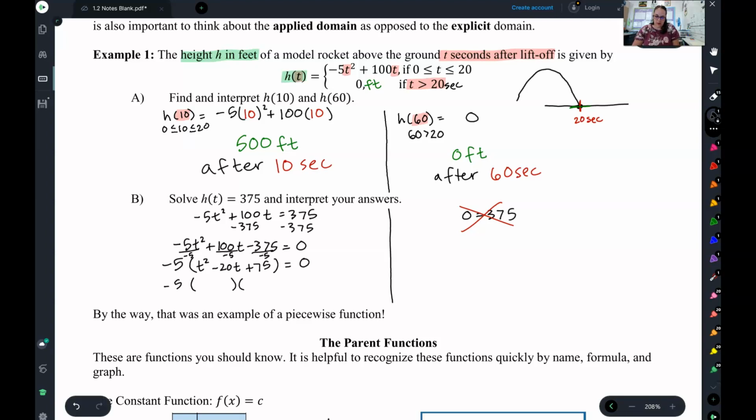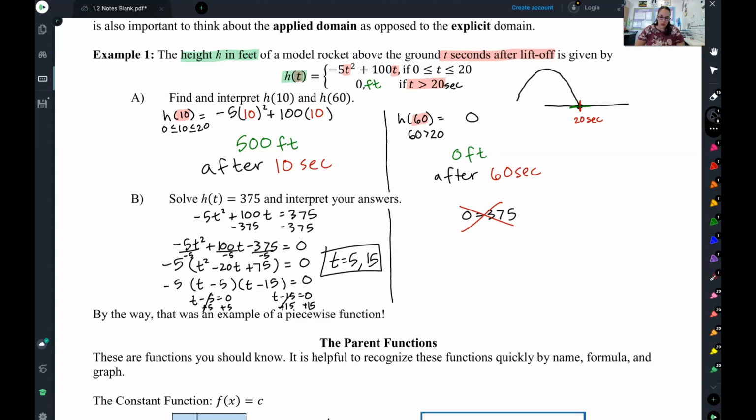And now, it's a little easier to factor this. I need something that adds to 75. Oh no, multiplies to 75, there we go, and adds to -20. You think about that a little bit, and we get -5 and -15. That multiplies to 75 and adds to -20. Now, just like we always do with quadratics, set them both equal to 0 and solve. Get our answer is t equals 5 and 15.